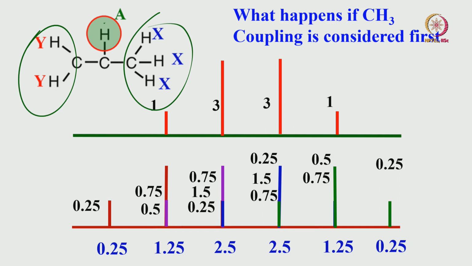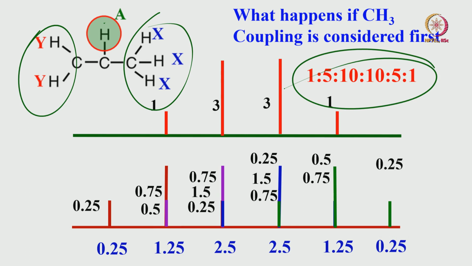Same, there is no difference. This also is a sextet, same intensity ratio. So what did we understand from this? If you are generating a multiplicity pattern, then the order in which you take the coupling is immaterial. For this CH proton, you consider this coupling first or this coupling first, it does not matter. Totally, both of them are coupled simultaneously.